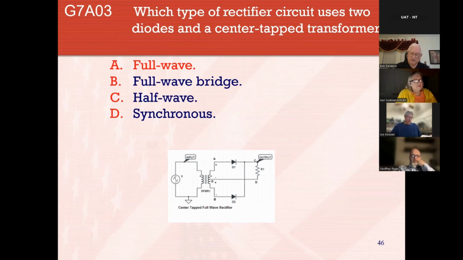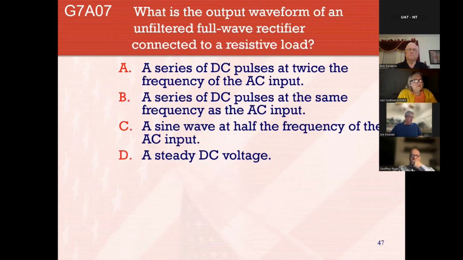So the full wave bridge is a good way to do it if you're using a transformer. If you needed line isolation, for example, from the AC line input, this is a good way to get good, safe power into a circuit someplace that you want isolated from the line.